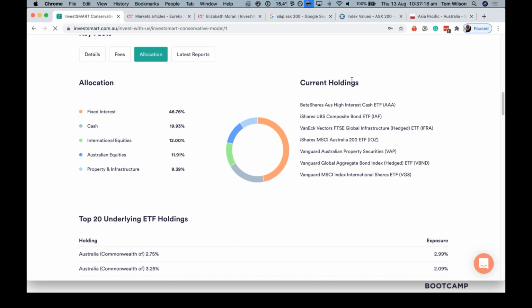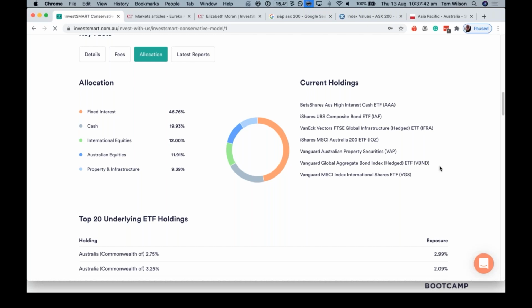So when you set up an investment portfolio with InvestSMART, all of these, and these are the ticker codes, AAA, IAF, they are what identifies them on the ASX. So you would end up the owner of all of these. So if InvestSMART went insolvent, it doesn't matter because these are all yours.